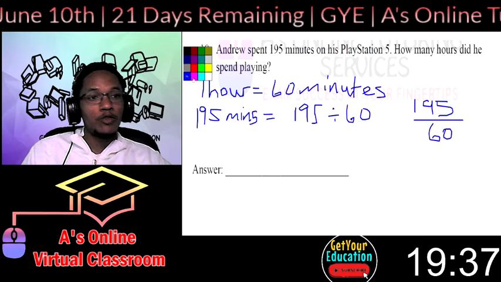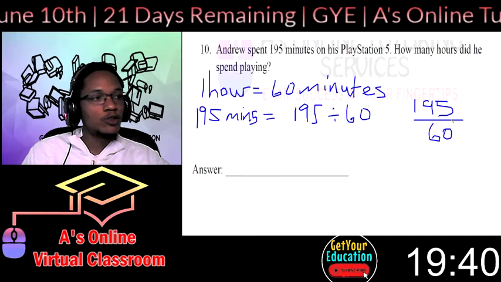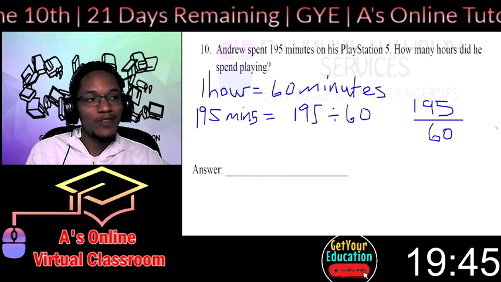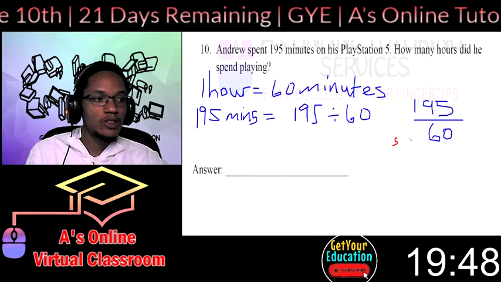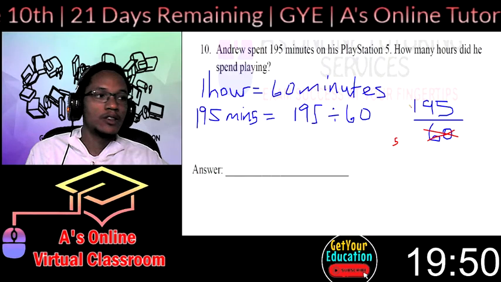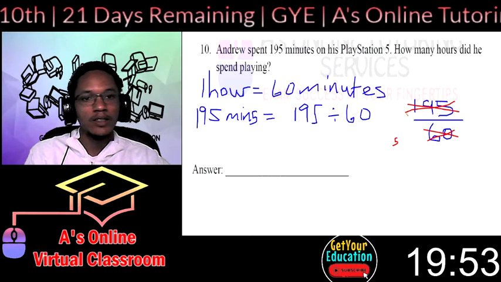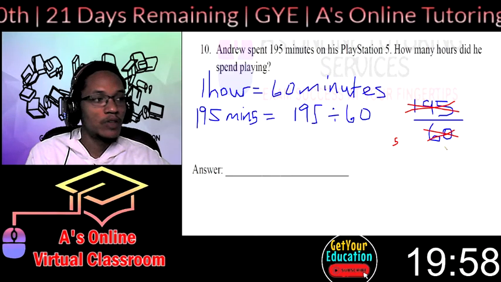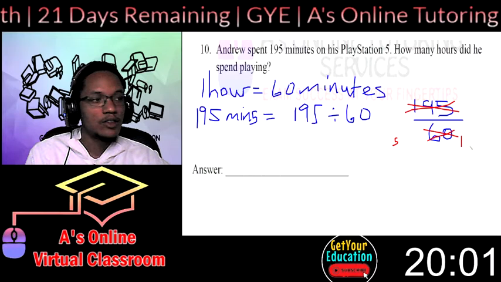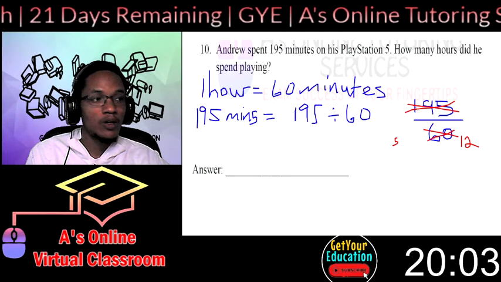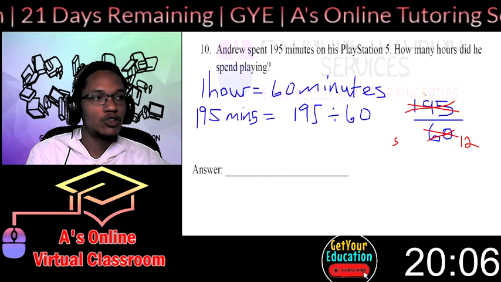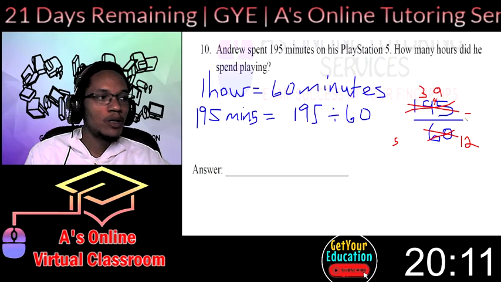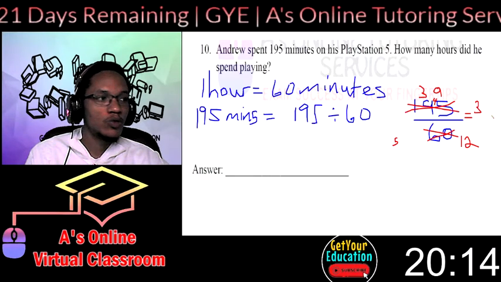And if you check out our Get Your Education channel right here on YouTube, you'll see we have a video explaining numbers divisible by 5. So we can use 5 to reduce these two numbers. Why? Because one ends in 5 and one ends in 0. Any number ending in 5 or 0 could be divided by 5. So 5 into 60 is 12. 5 into 1 cannot. 5 into 19 is 3. Remainder 4. 5 into 45 is 9. So what we remain with here is 39 over 12.